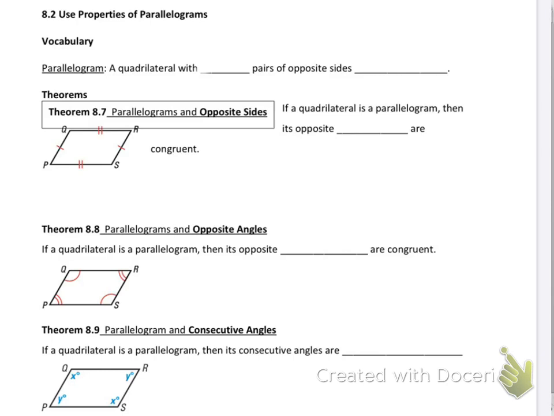we'll change color. Okay, with both pairs of opposite sides parallel. Okay, so both pairs are parallel. They're also parallel and congruent. Okay, so here's your first theorem.